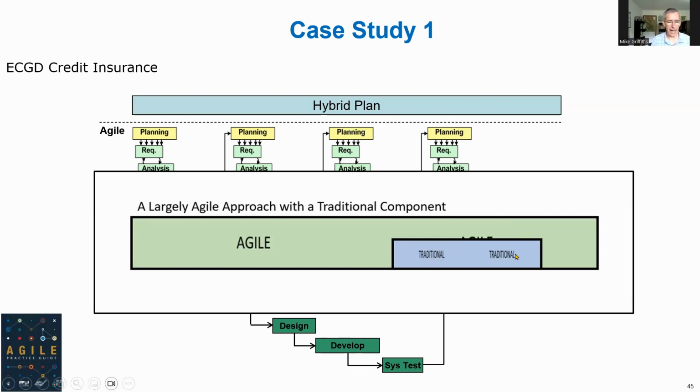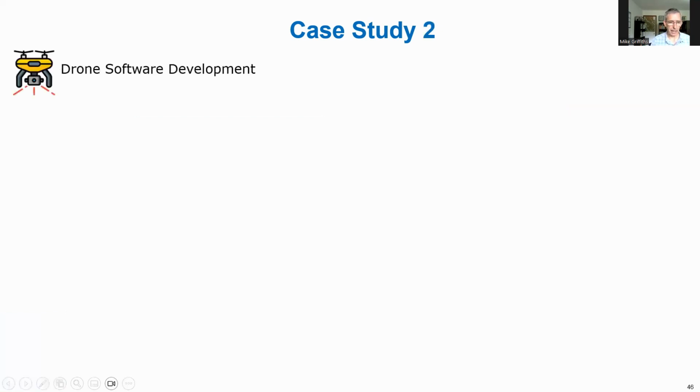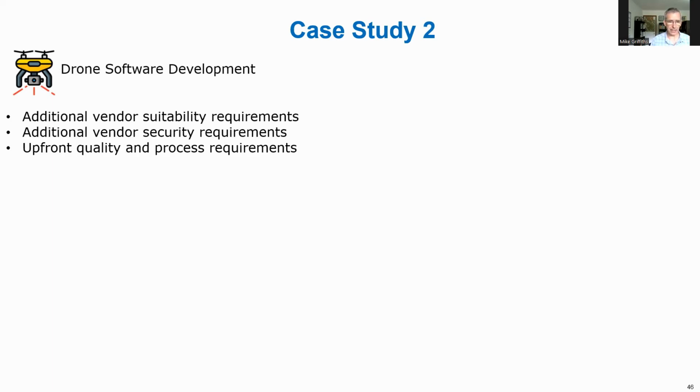So there's lots of different patterns for creating your hybrid, and some of these are documented in the Agile Practice Guide there. The drone software, it was a partner for Lockheed Martin, and it's actually military drones. So it's a very highly regulated environment. If you want to write software for Lockheed Martin, the security process for getting evaluated and vetted and accepted is very rigorous, right? Lots of security requirements, lots of quality and process requirements.